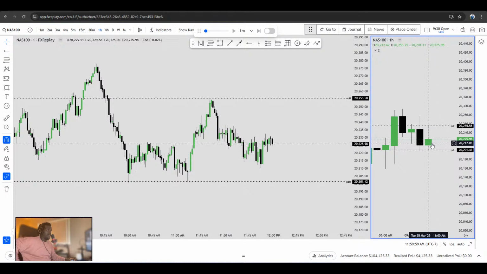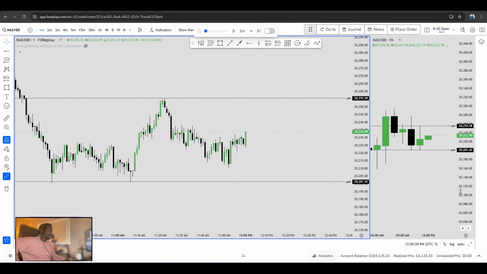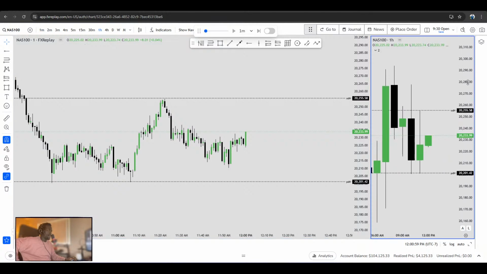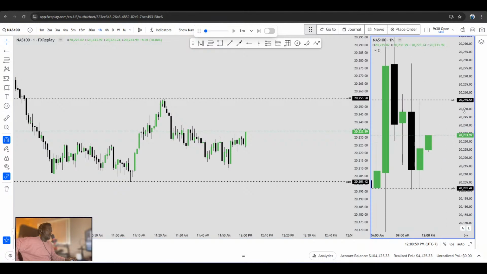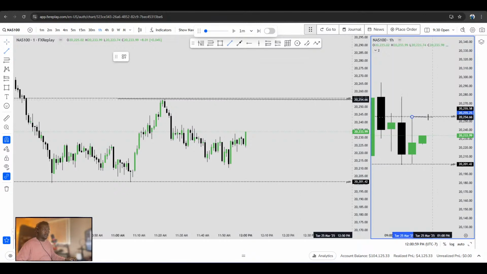That's the end of the 11 p.m. candle. So let's just go next on this 1 minute time frame, and it gets us to the start of the 12 p.m. candle. Now that old daily high is now our previous 1 hour high, so I don't need that level.